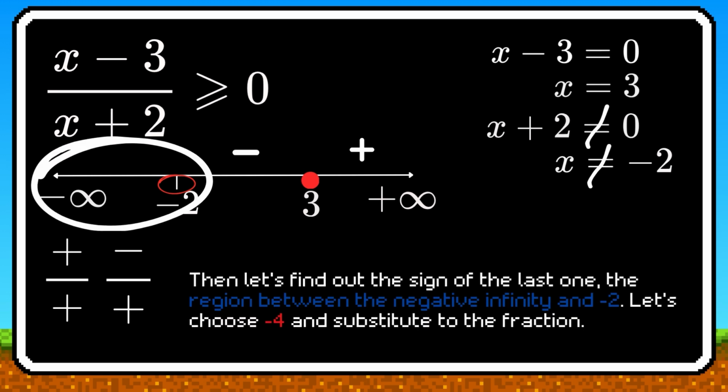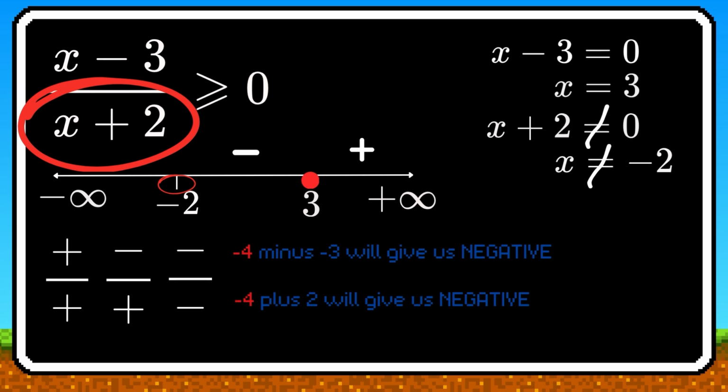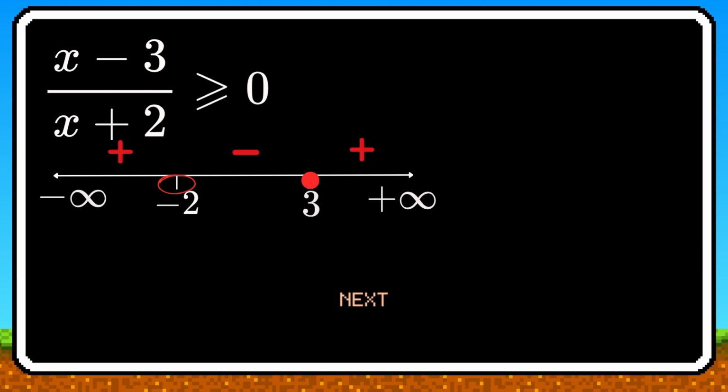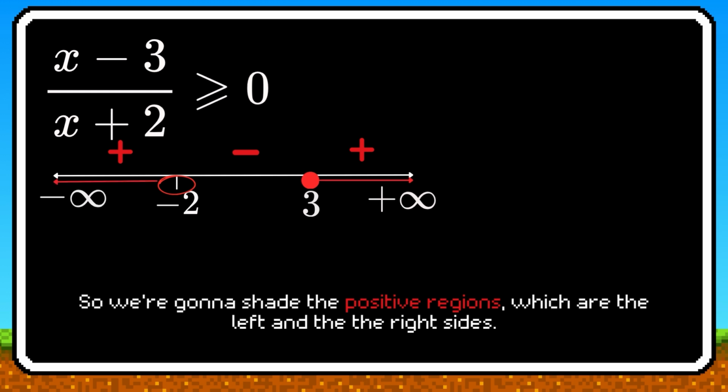Then let's find out the sign of the last one, the region between negative infinity and negative 2. Let's choose negative 4 and substitute into the fraction. Negative 4 minus 3 will give us negative. Negative 4 plus 2 will give us negative. Negative divided by negative will give us positive, so let's put that on our number line too. Next, again we want the fraction to be greater than or equal to 0, so we want the positive values. So we're going to shade the positive regions, which are the left and the right sides.